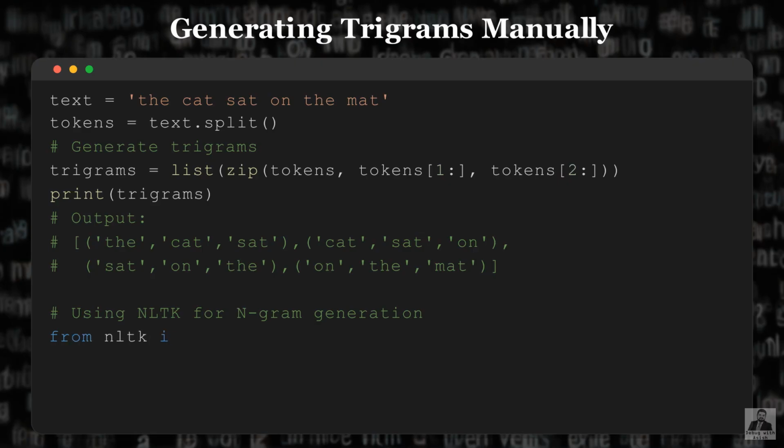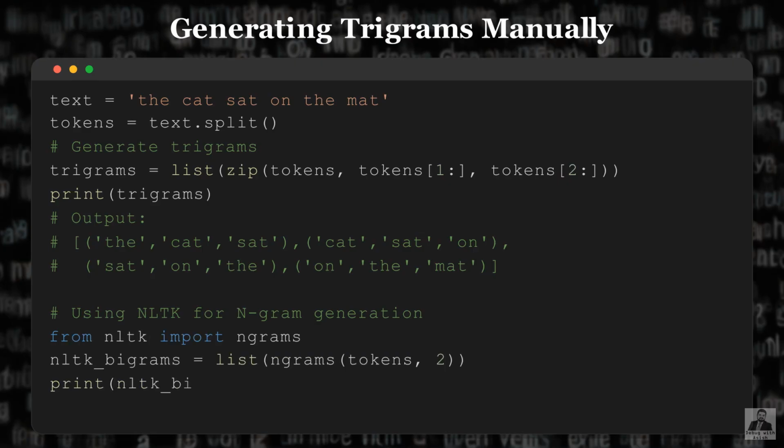NLTK also provides a built-in ngrams function that takes the token list and the value of n as arguments. It is cleaner and more readable than writing the zip pattern manually, especially when n is larger than 3.